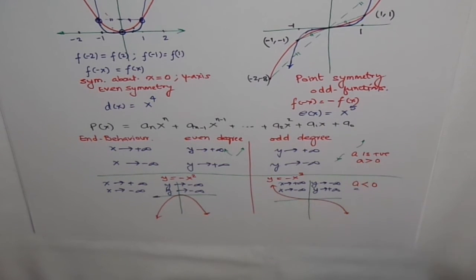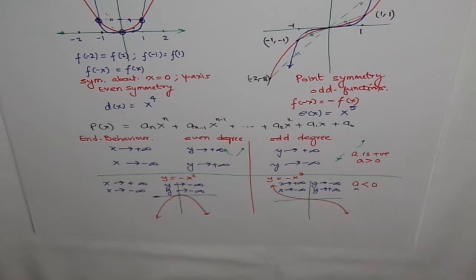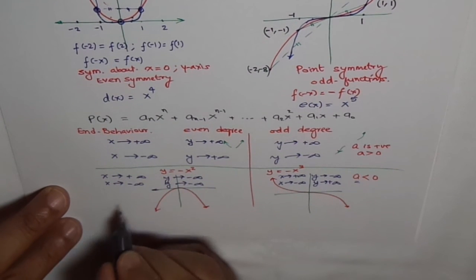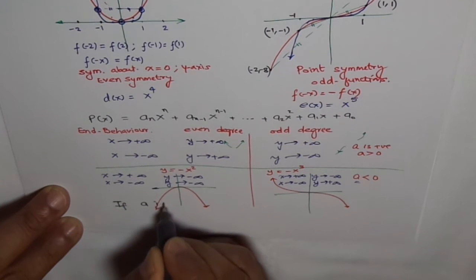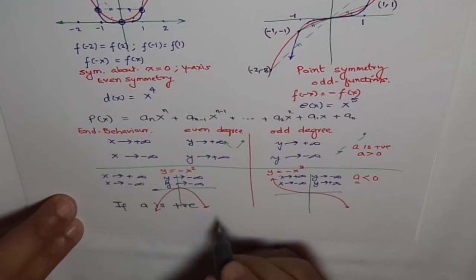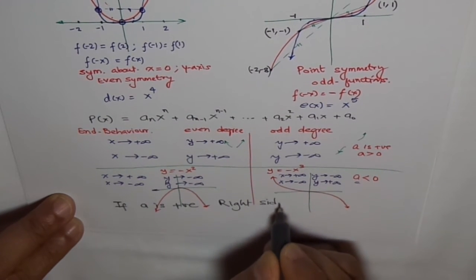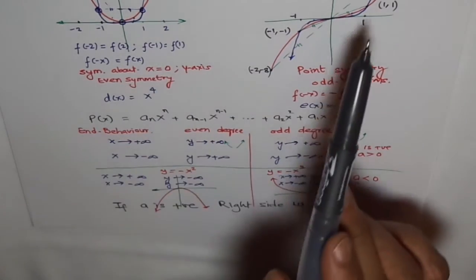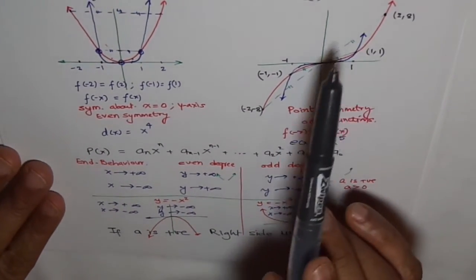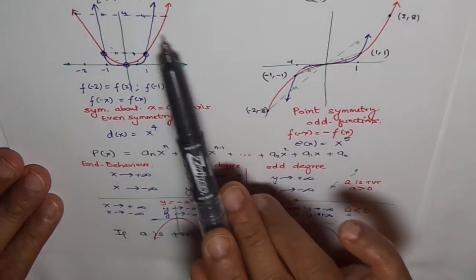If a is positive, then in our first case we saw, the right side is up. So we'll write here big and bold, if a is positive, then right side up. What I'm trying to say is, did you see our initial graphs? A is positive, right? Look here. A is positive, right? Right side up. Do you see right side up?